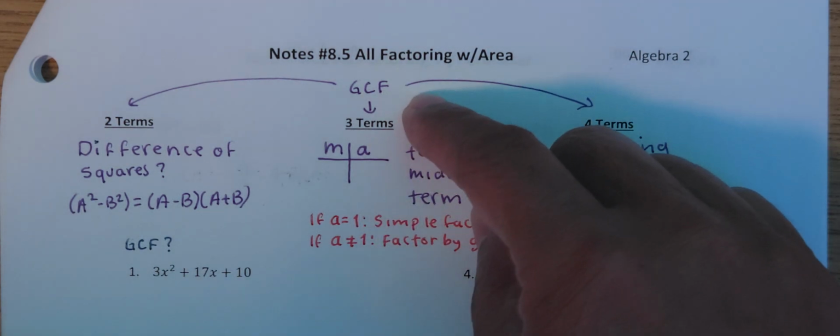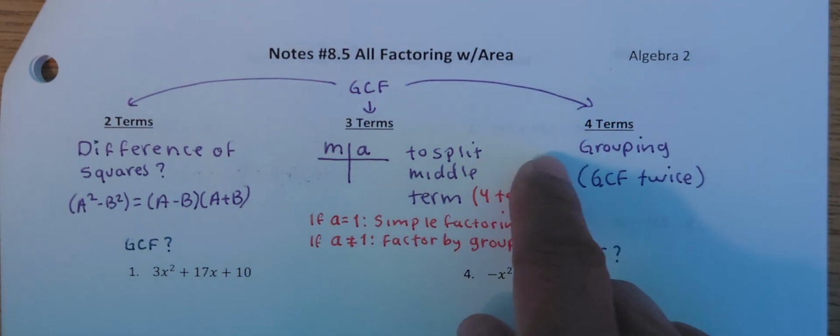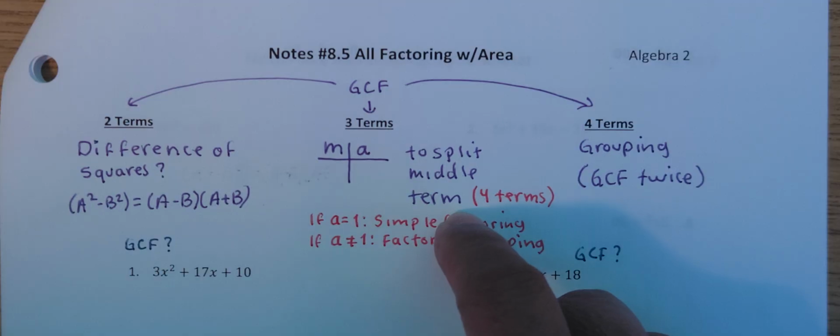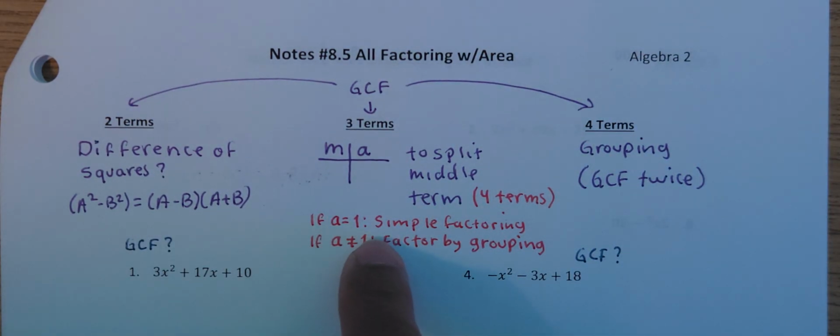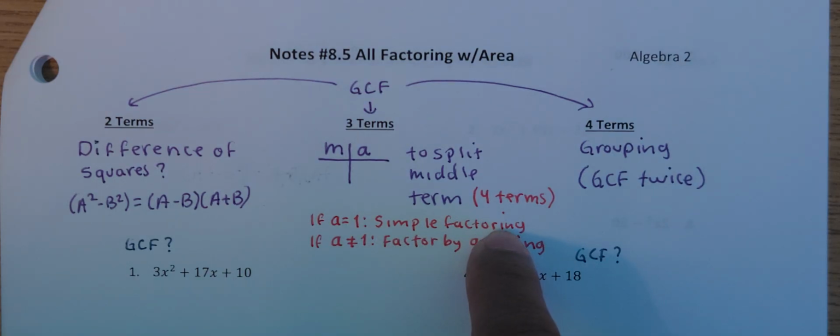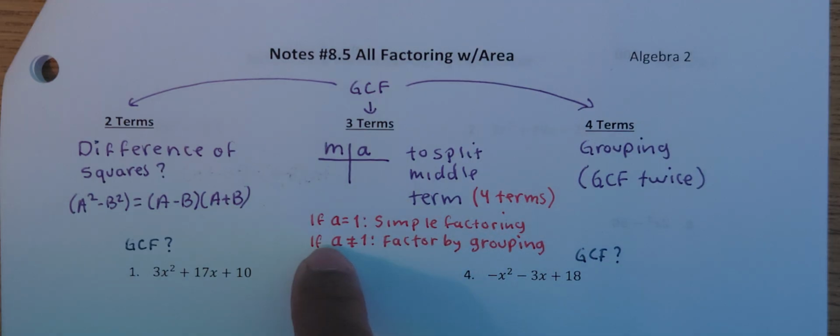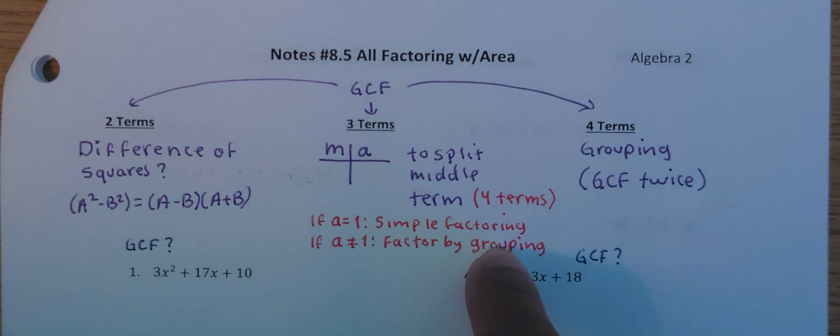If you have three terms, what we try to do here is split the middle term, which means we end up with four terms. But if a is equal to 1, don't forget we can use simple factoring, so we don't have to do factoring by grouping. But if a is not equal to 1, then we do factor by grouping.